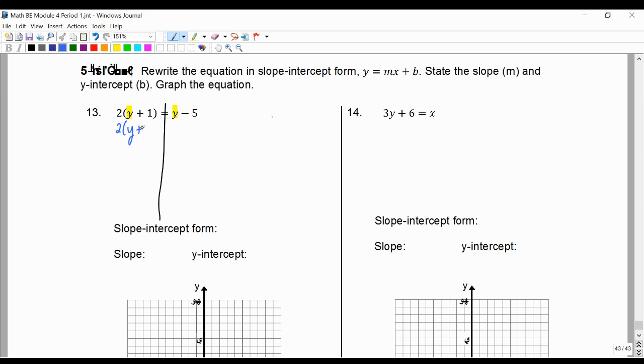Before I get too far into the problem, I'll do my sign change. Then I'm going to move the y's to the same side. Since there's more on the left, I'll subtract y. And then I'll move the 2 over by subtracting 2. And I'll get y equals -7.